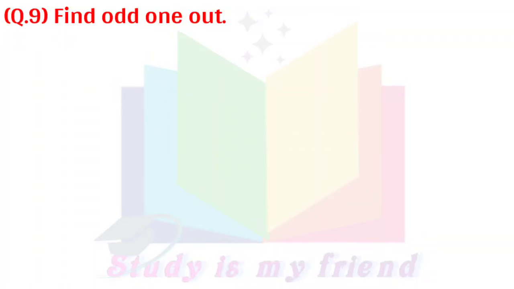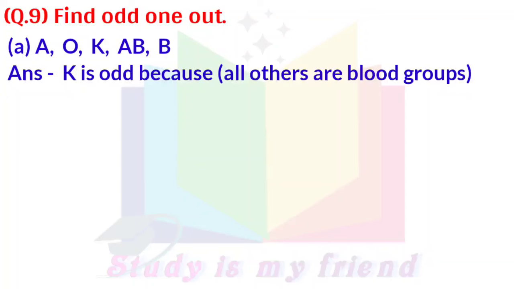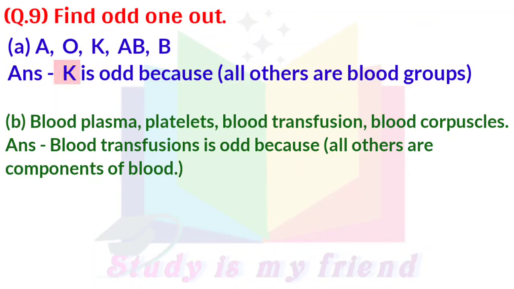Question 9. Find odd one out. A. A, O, K, AB, B. Answer: K is odd because all others are blood groups. B. Blood plasma, platelets, blood transfusion, blood corpuscles. Answer: blood transfusion is odd because all others are components of blood.